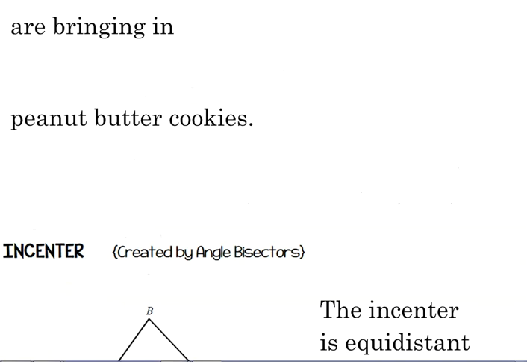The next part of the acronym are bringing in peanut butter cookies. So are bringing is the angle bisectors. Angle bisectors is our bringing, and those create the in-center. So ABI, angle bisectors, in-center.